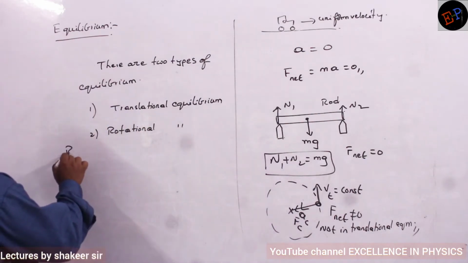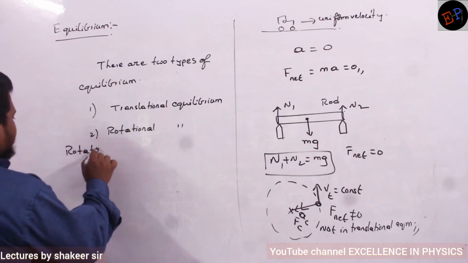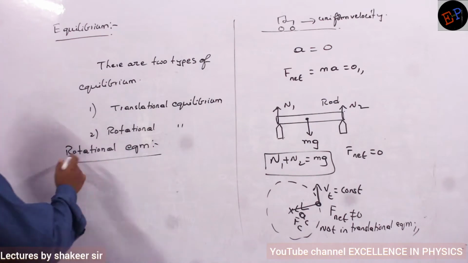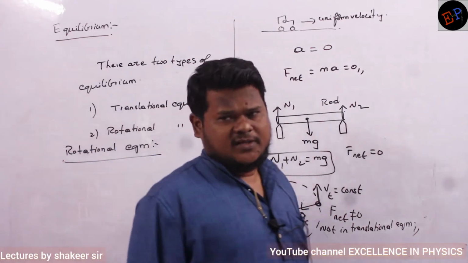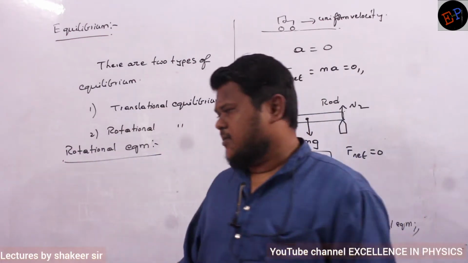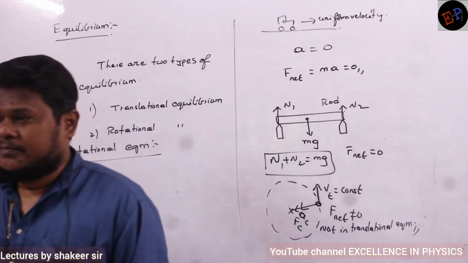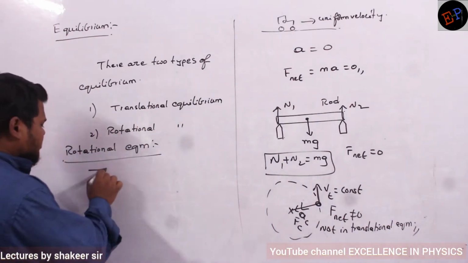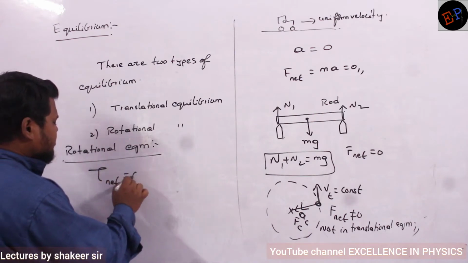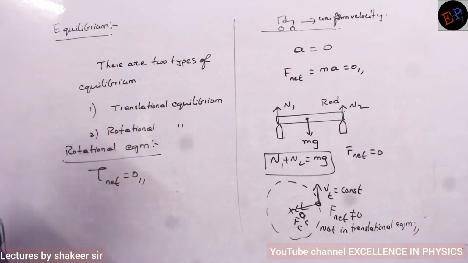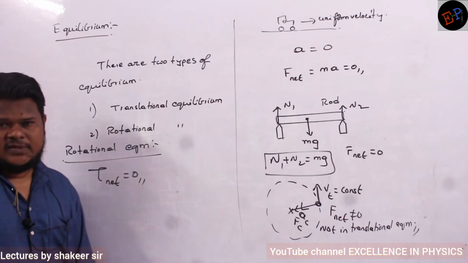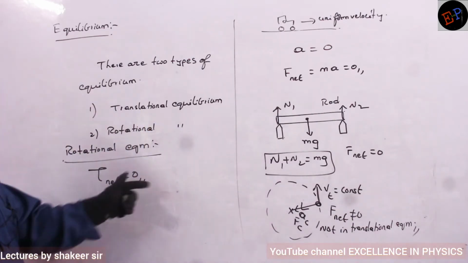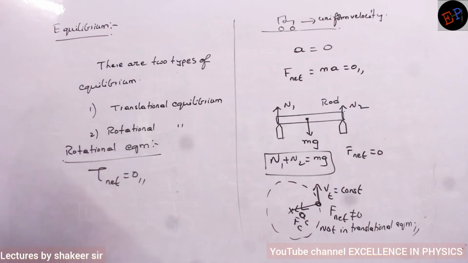Okay, rotational equilibrium. Now can you say what can be rotational equilibrium? Translational equilibrium already explained, you know. Similarly, what can be rotational equilibrium? Net torque acting on the system is zero. If the net torque acting on the system is zero, then it is called rotational equilibrium. Net force is zero, the translational. If net torque is zero, then it is called rotational equilibrium.